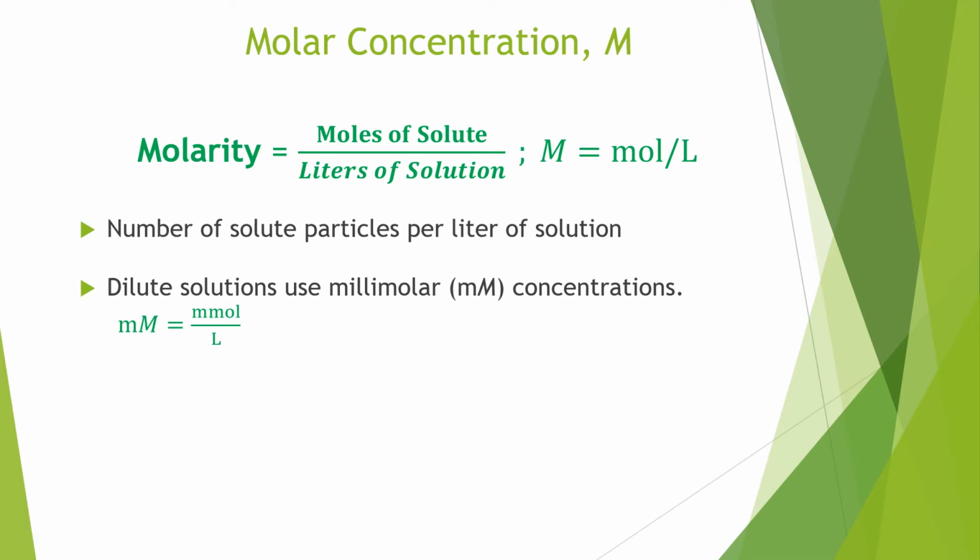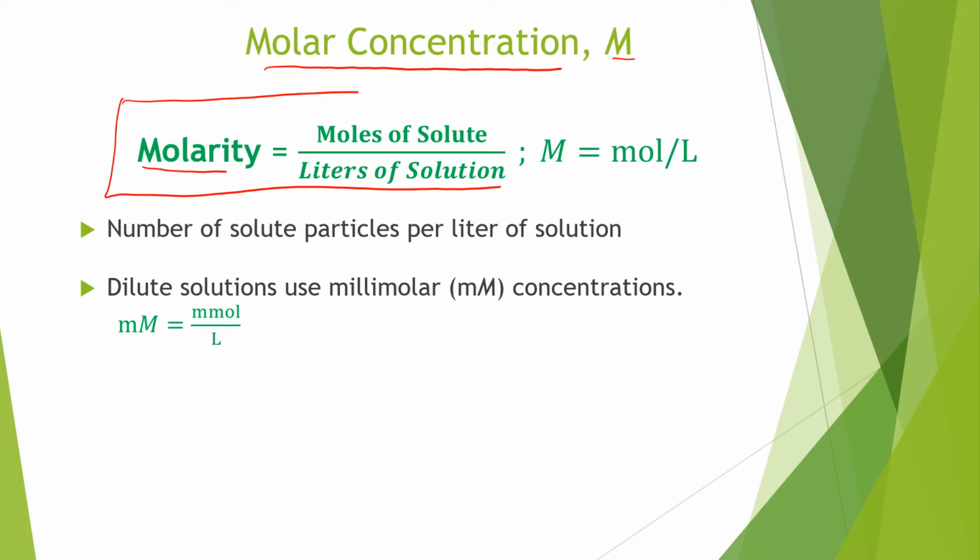Another common unit of concentration is molar concentration. It is abbreviated as M, and it is also known as molarity. The molar concentration of a solution is defined as the number of moles of a solute per liter of solution. So if we want to calculate the molarity of any solution, we find the moles of solute and divide those moles by the liters of solution, and we get the molarity of that solution.